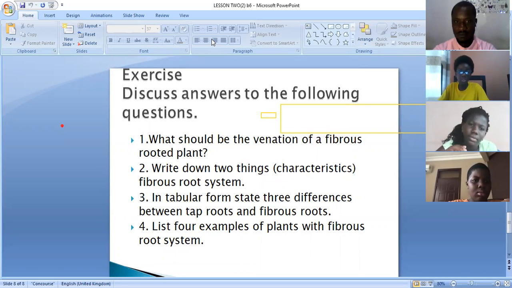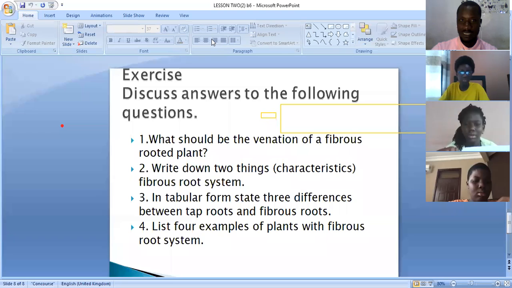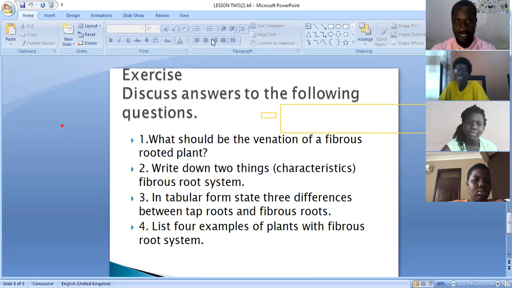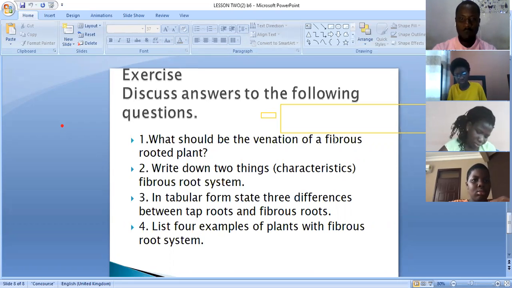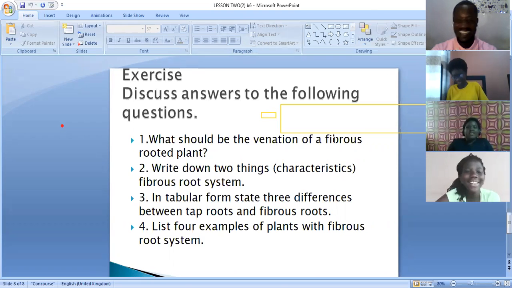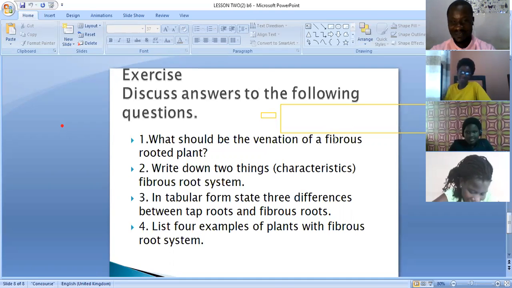Sir, please, what do you mean by venation? We remember that, Nadia, in our earlier submission, we made mention that you want me to tell you the answer, but let somebody answer it. Otherwise, I'll end up explaining with my own answer. So anybody who has the answer can help us. What should be the venation of a fibrous rooted plant? Yes, so I've ended up telling you the answer.